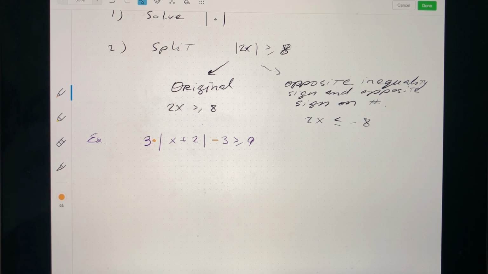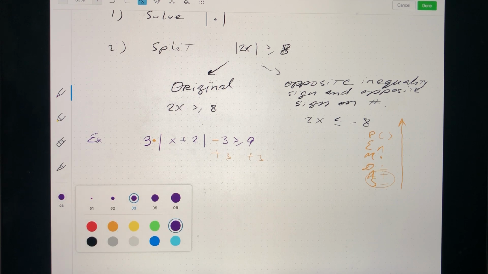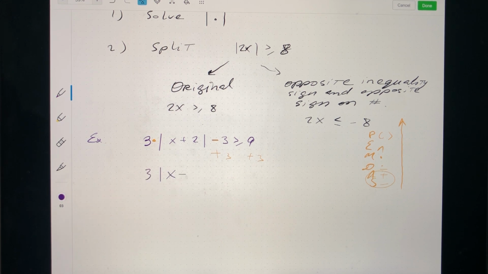Following the order of operations, PEMDAS in reverse: parentheses, exponents, multiplication, division, addition, subtraction. When we solve, we follow the order of operations from the bottom up and undo all the remaining operations. Well, we have two operations to cancel. Minus is first. To cancel minus, we use addition, so we add 3 to both sides. That makes 3 absolute value x plus 2 is greater or equal to 12.